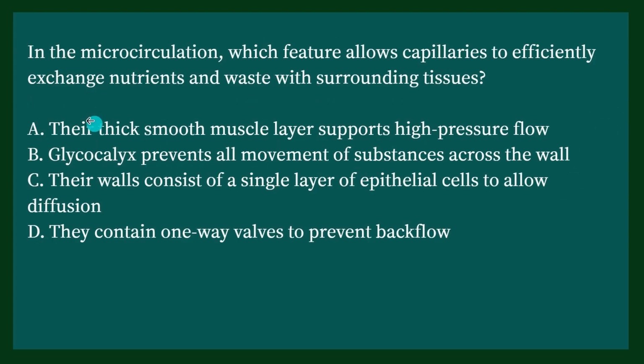All right, next question. In the microcirculation, which feature allows capillaries to efficiently exchange nutrients and waste with surrounding tissues? Okay, let's try this. A, their thick, smooth muscle layer supports high pressure flow. No, that doesn't help with efficient exchange of nutrients. That's what we're looking for. B, glycocalyx prevents all movement of substances across the wall. That doesn't help with the efficient exchange of nutrients.